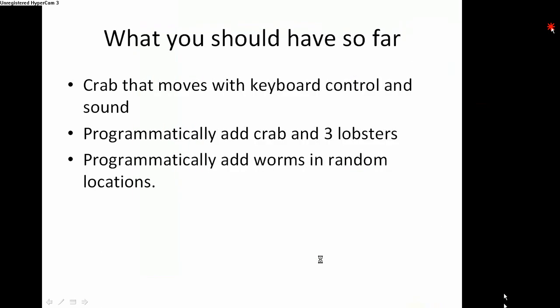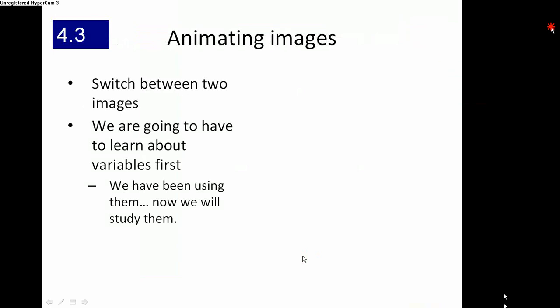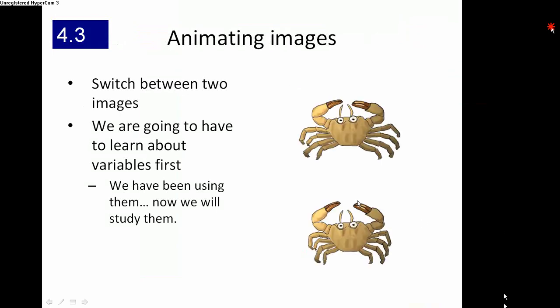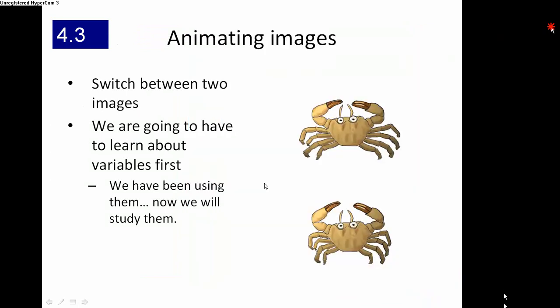Okay, continuing on. Animating an image: switch between 2 images. We're going to have to learn about variables first. So we're going to have this image and this image. Basically here's what's going to happen when we run it. It's going to look a little bit something like this. Okay, so you can see what that crab does. You also see that I'm a poor crab player. We're going to have to learn about variables before we can switch the images effectively.